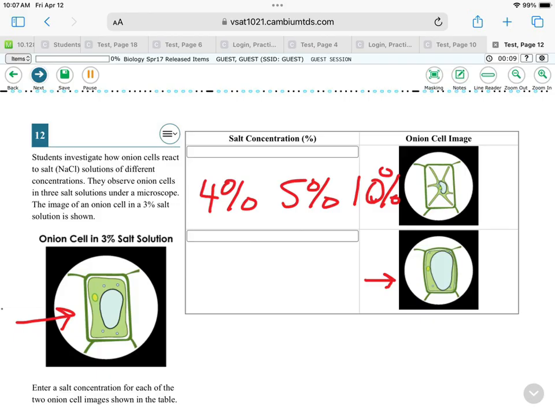Now, to get your points for this second part, it has to be a number lower than 3. So a 2% solution, a 1% solution. I even had somebody who put a 0.5% solution, because any of those are less salty than that 3% solution, and so they would cause the cell to bulge.